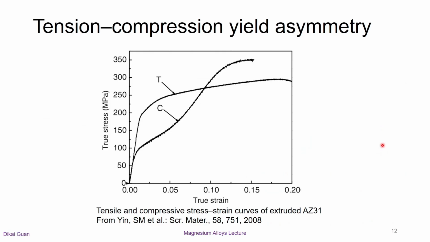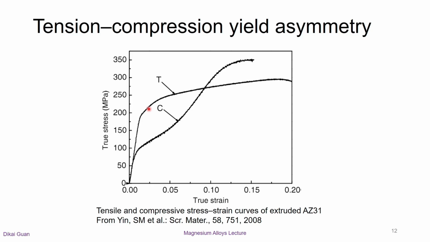Compared to aluminum extrusions, the extruded magnesium products often have tension-compression yield asymmetry. For example, this figure shows the compressive yield strength is only half of the tensile yield strength in extruded AZ31 alloy. Such problems have to be solved for any larger usage of magnesium extrusion alloys.